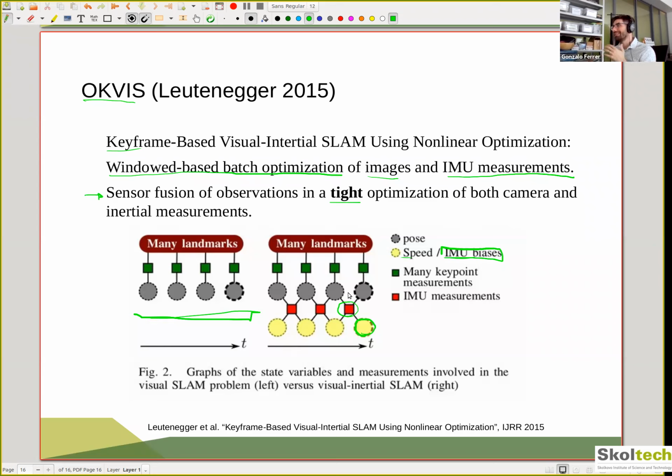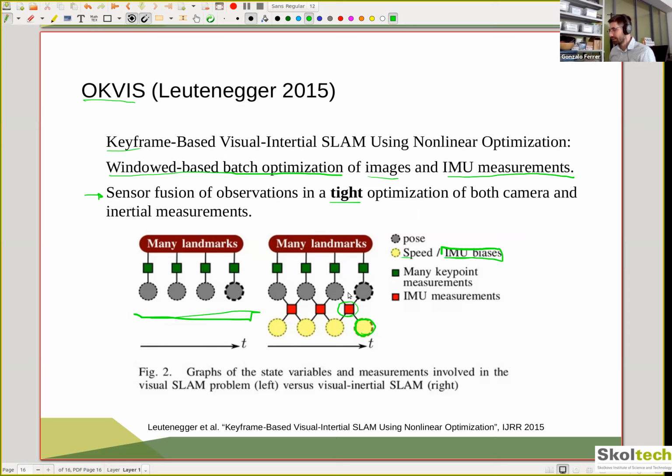So still, is this useful? The answer is yes, it's useful, because you are more robust to changes in orientation. So your gyroscope gives you very good orientation over time. So on this, you are very robust. So getting lost is a little more complicated. It's still possible, of course.